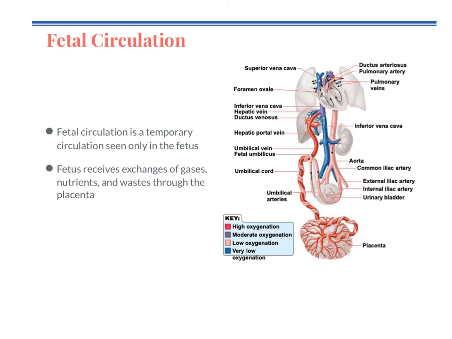And then the last special circulation is the fetal circulation. As you know, the fetus does not receive blood supply as we do. They receive it from their umbilical arteries. So it's just a temporary circulation only seen in the fetus. It receives gases, nutrients, and exchange of waste through that placenta, through that umbilical cord and umbilical vein and arteries.